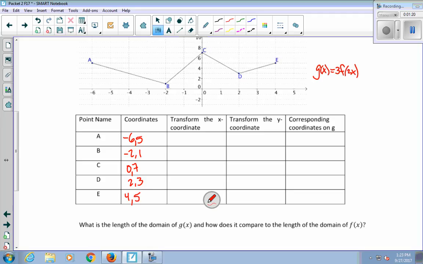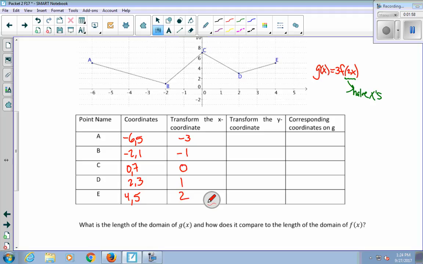Okay, so to transform the x coordinate, I am looking at the transformation that's being done to x. Transformations that are in the parentheses inside the function are sort of the opposite of what you might expect. So that looks like 2 times x would be doubling x, but actually what I'm going to do is take half of x. So for each of my x coordinates, I'm going to halve them.